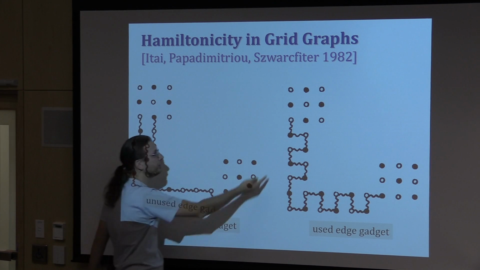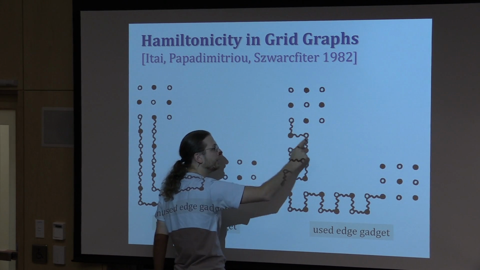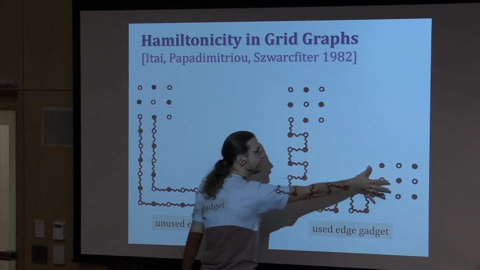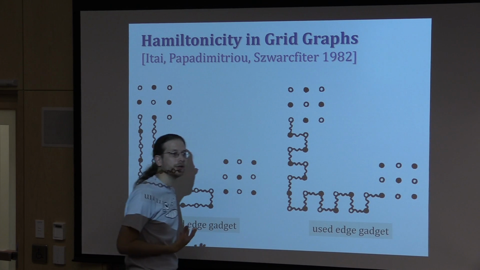If you do use the edge, then you'll be starting from one of these white vertices and you want to go to this one, and then you'll follow this path. And then you get to this vertex and you go from one of these black vertices to one of the other 4 corners, and so on.